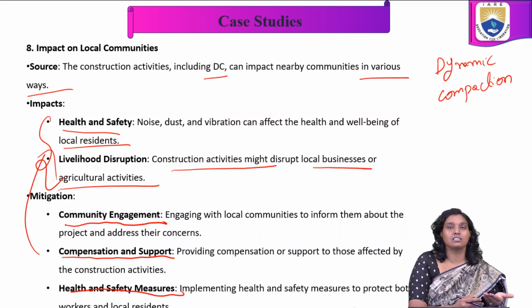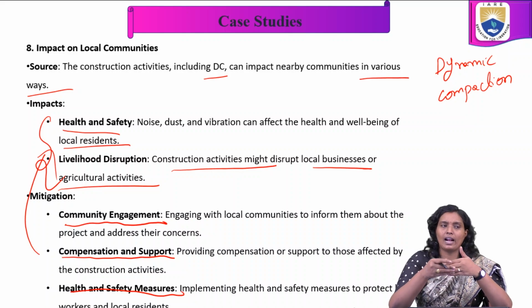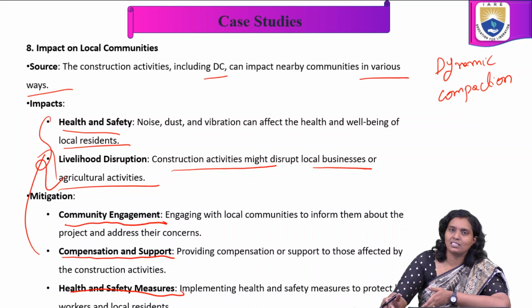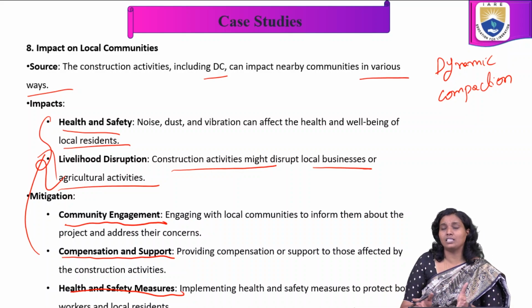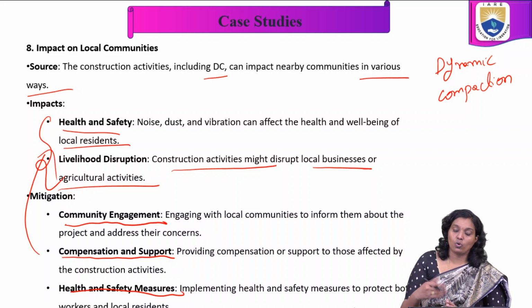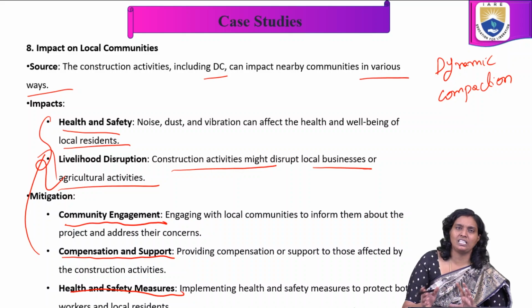There is a chance for better management and cooperation between the construction people and the local people, and they mutually support the construction work. So community engagement is very, very important. In compensation and support, we provide compensation or support to those who are affected by these construction activities. It helps both sides mutually.